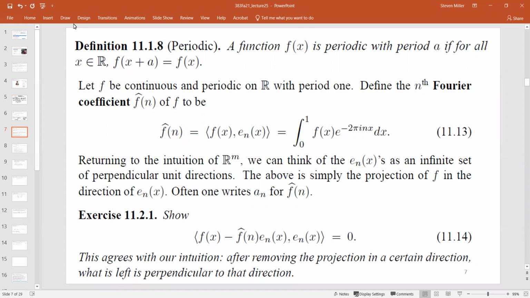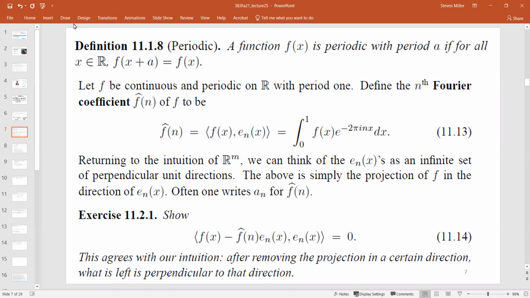Okay, and so the next exercise, which is pretty straightforward, is just chasing the definitions. Let's take the function f(x). Let's calculate its projection in the direction of the vector e_n. And then what we do is we take f(x) and we subtract the projection, so the amount in the direction of e_n times the vector e_n. And then this is just saying that when you take the dot product of this with e_n, it's 0. Or in other words, you've subtracted everything in that direction.